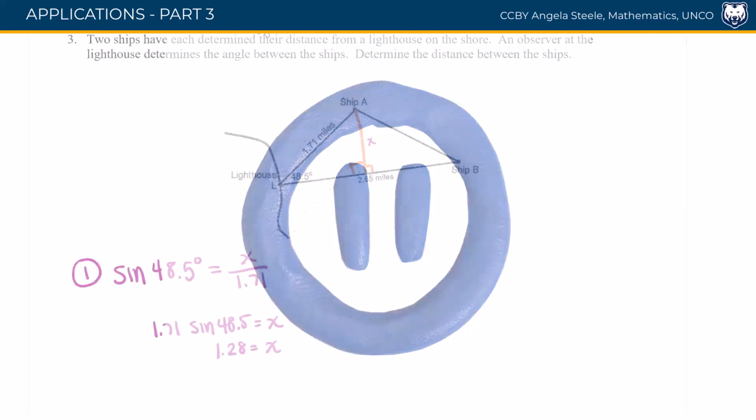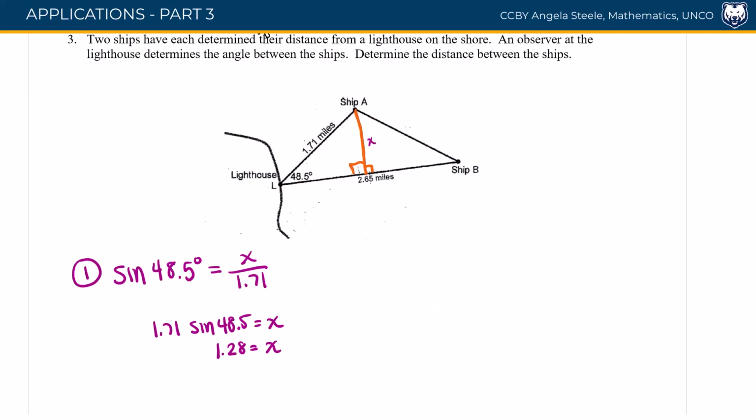Okay, if you are absolutely stuck at where to get started, I took this vertical line that we created and I called that X, and then found the length of that X. So we knew our angle measure. We didn't know the opposite, but we do know our hypotenuse. So I used the sine function because that gave us the opposite and the hypotenuse. And then we get this length right here of 1.28.